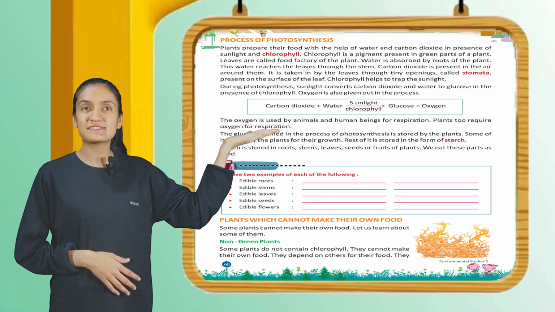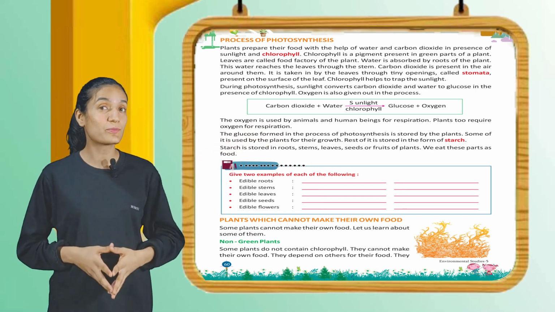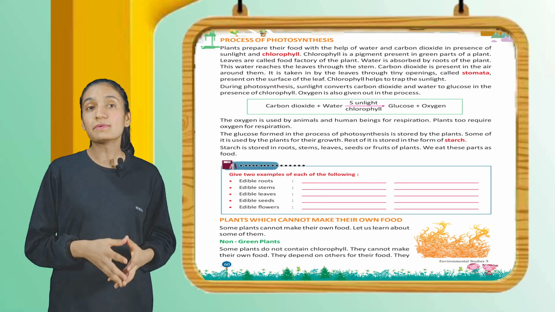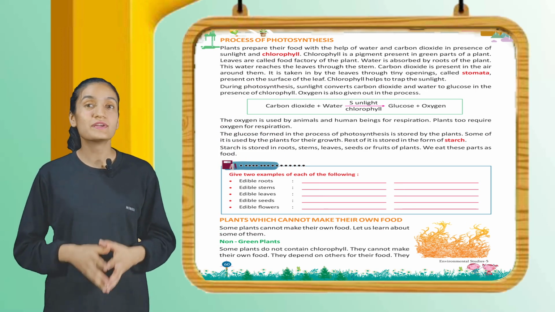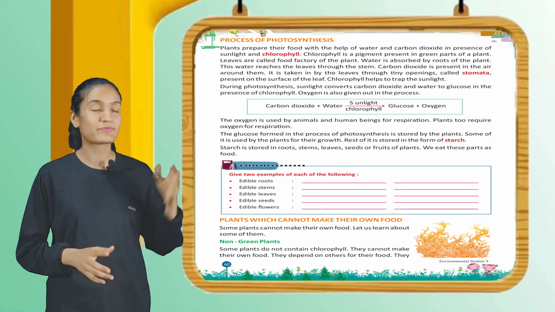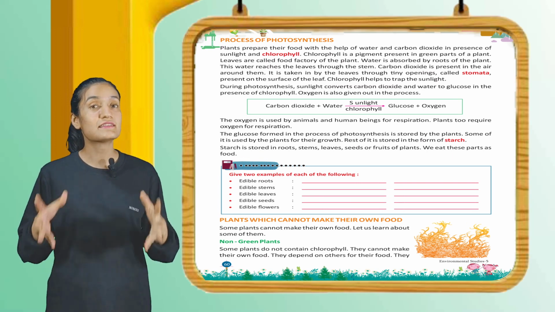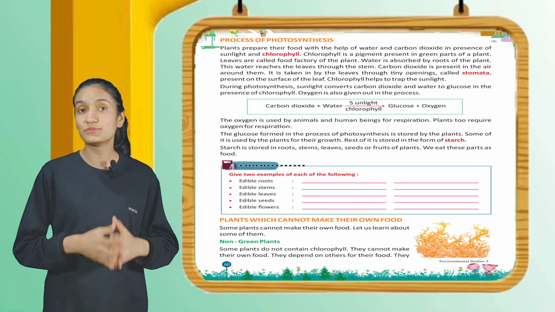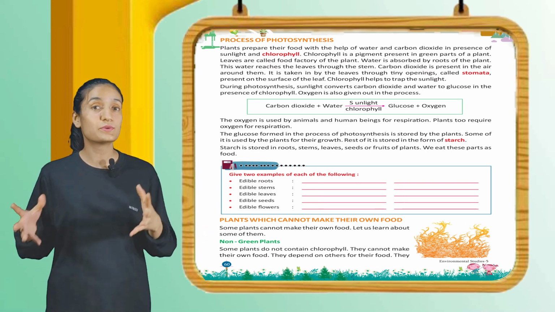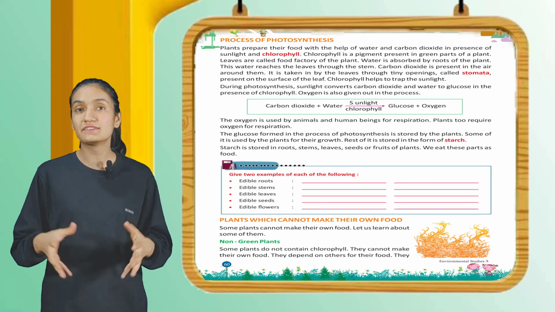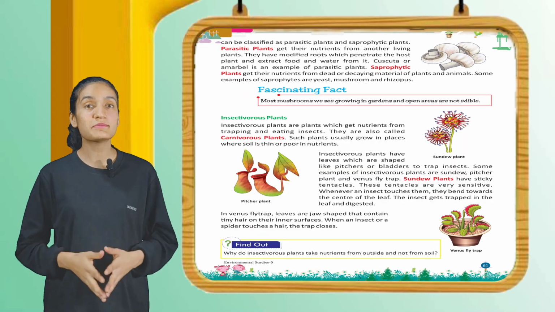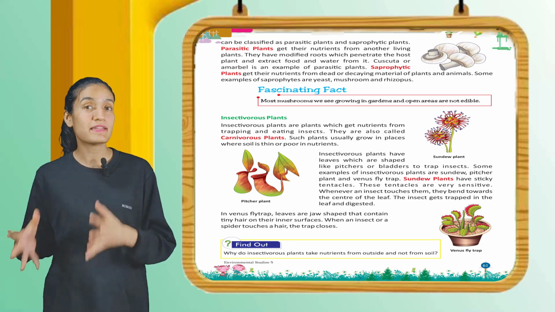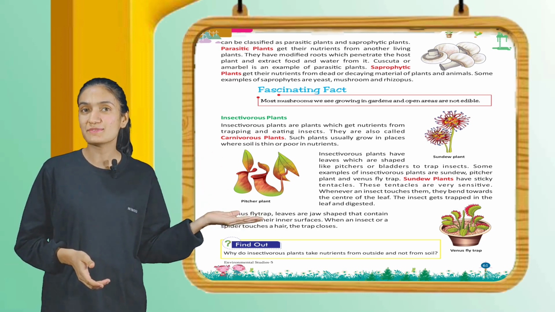Now let's see the next topic, plants which cannot make their own food. Some plants cannot make their own food. Let us learn some of them. Non-green plants. Some plants do not contain chlorophyll. They cannot make their own food. They depend on others for their food. They can be classified as parasitic plants and saprophytic plants.